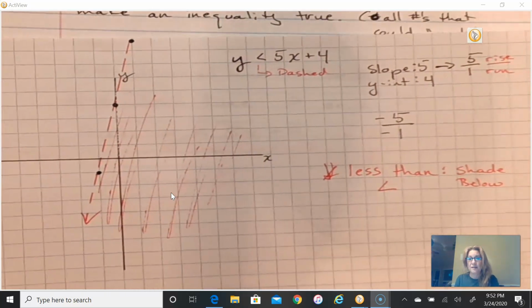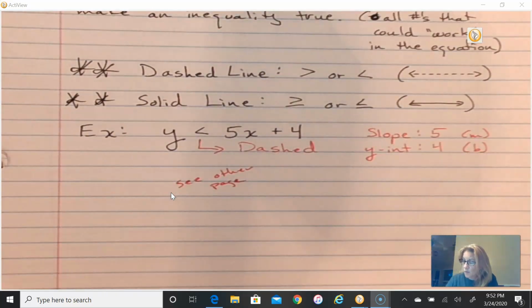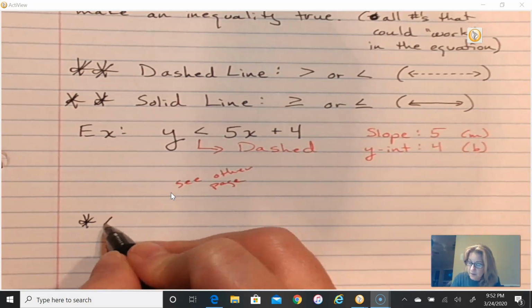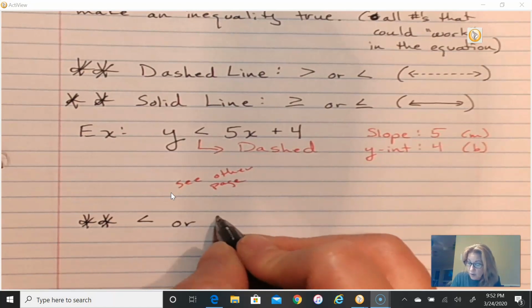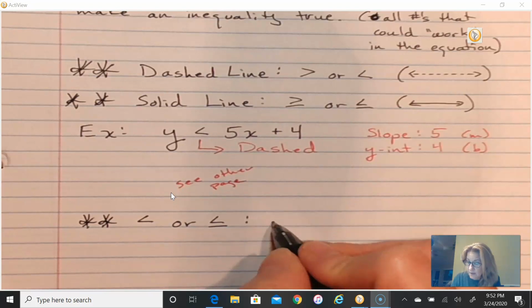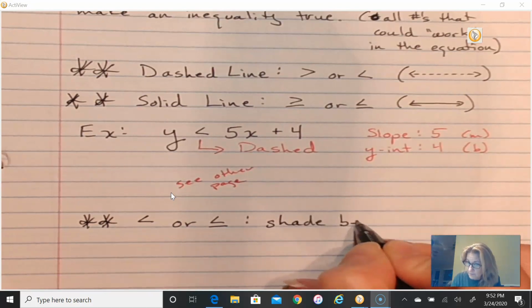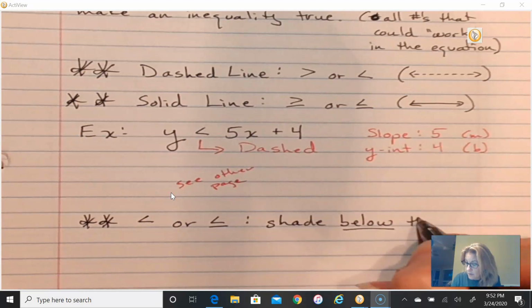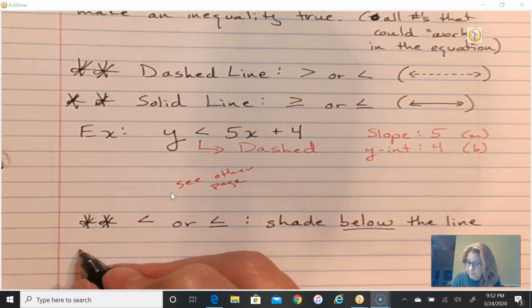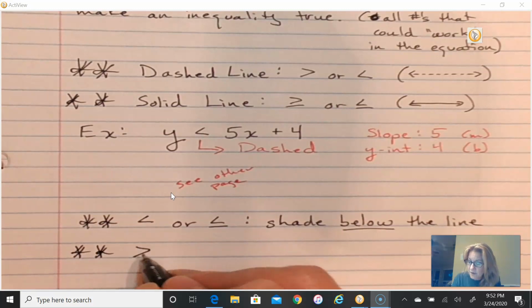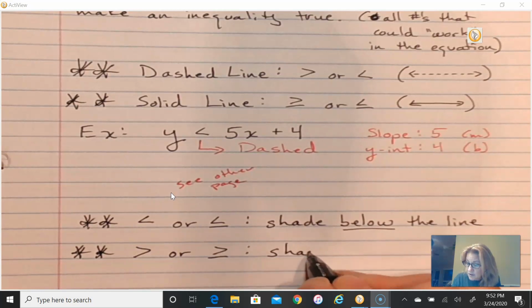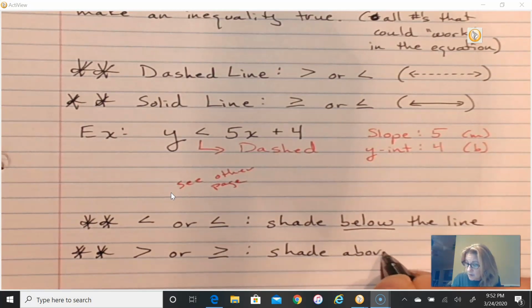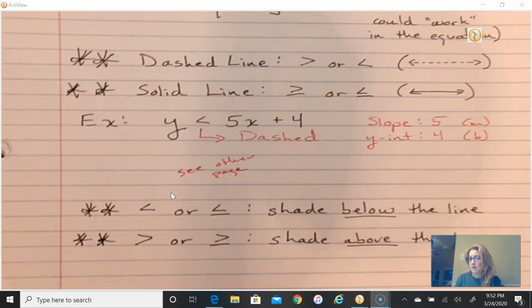Okay, so you may want to pause this and look back over it. So what's important here? 2 stars. If it's less than or less than and equal to, shade below the line. If it's greater than or greater than and equal to, shade above a line.